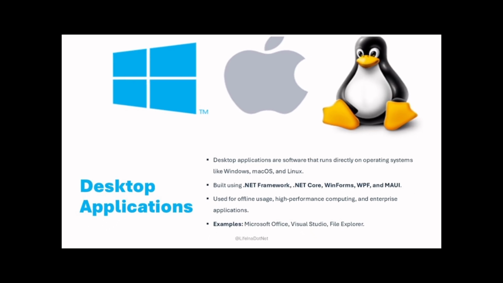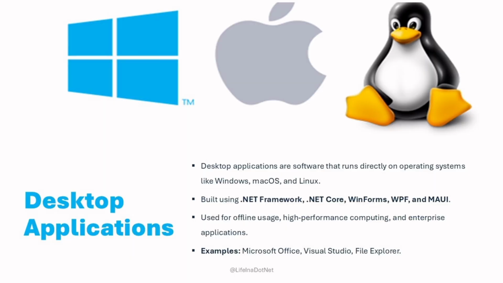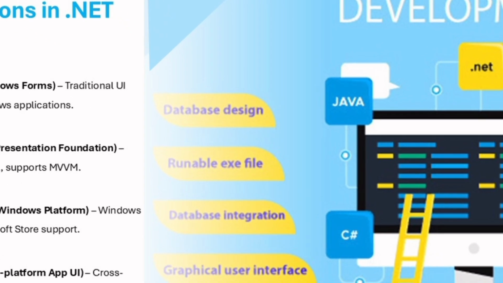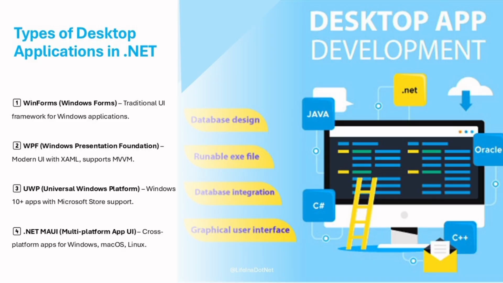Coming to desktop applications, we will explore different types of desktop applications, why .NET is a great choice, and how you can build modern high performance desktop apps. A desktop application is software that runs on your PC or laptop without needing a web browser. These apps are perfect for offline work, high performance tasks, and enterprise applications. Let's dive into the main types of desktop applications in .NET.